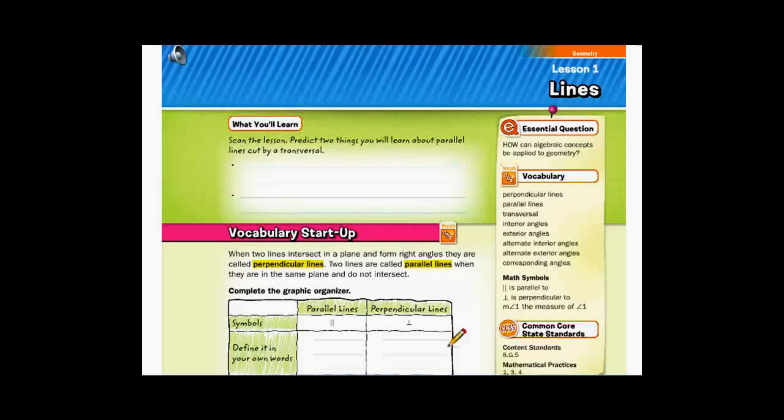Okay, chapter 5, lesson 1. Chapter 5 starts a new unit on geometry, and that's going to be the next few chapters. We'll deal with the geometry portion of the math that we're going to deal with this year. So, lesson 1 starts to talk about lines and parallel lines and perpendicular lines. So, let's just get right into that here.